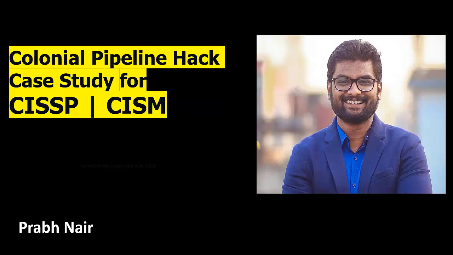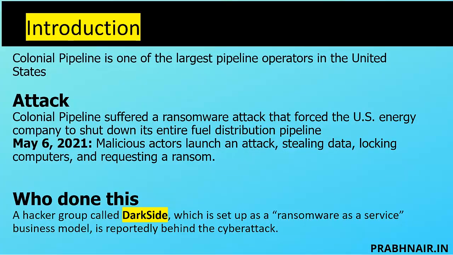So Colonial Pipeline is one of the largest pipeline operators in the United States. Colonial Pipeline suffered a ransomware attack that forced the US energy company to shut down its entire fuel distribution pipeline on May 7th. On May 6th, malicious actors launched an attack, stealing the data, locking the computers and requesting a ransom. This is what has happened.